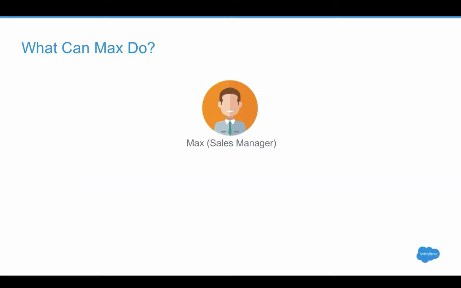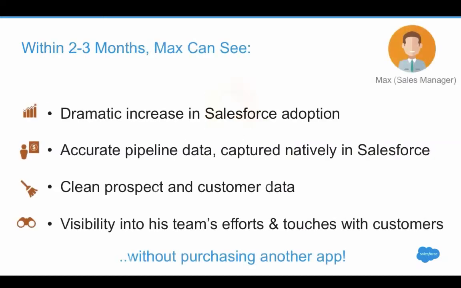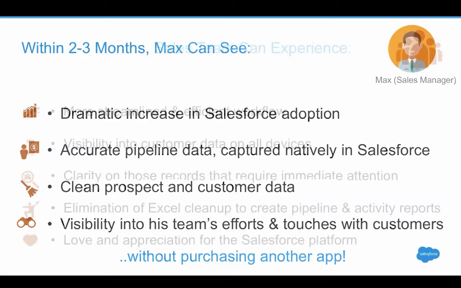So even though everyone might agree with all of the things that I just highlighted, what on earth can Max do in his position? Well, I'll tell you, with the strategy that I'm proposing, within 2 to 3 months, Max can see a dramatic increase in Salesforce adoption, accurate pipeline data captured natively in Salesforce, clean prospect and customer data, and visibility into his team's efforts and touches with customers. And believe it or not, I'm suggesting accomplishing all of this without purchasing another shiny app.